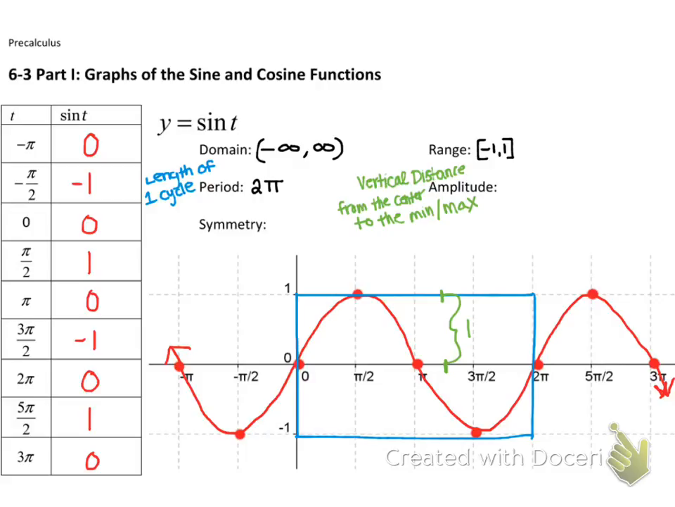Now, this can also be figured out by the little formula. Amplitude is equal to your max minus your min divided by 2. So in our case, our max is 1 minus our min, which is negative 1, divided by 2. And we get 2 over 2, so 1, meaning our amplitude is 1.